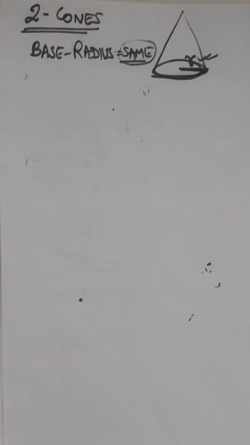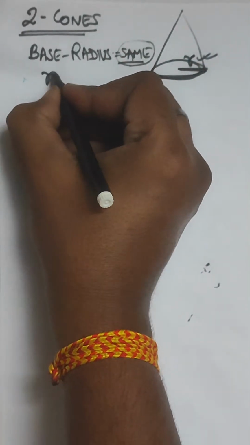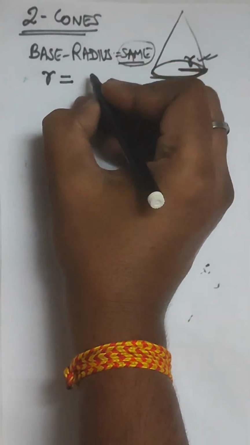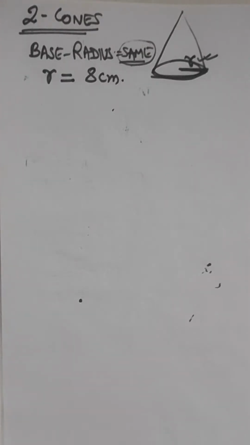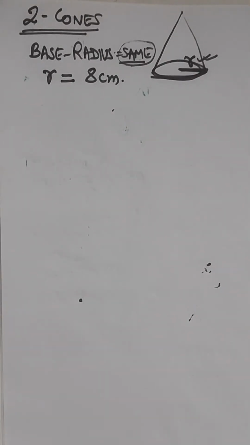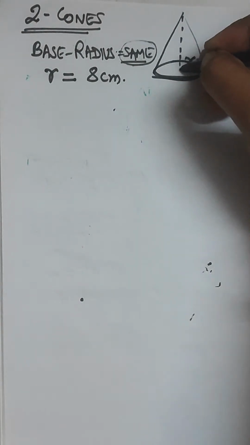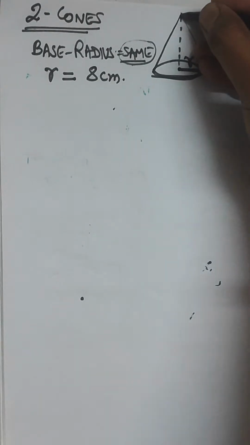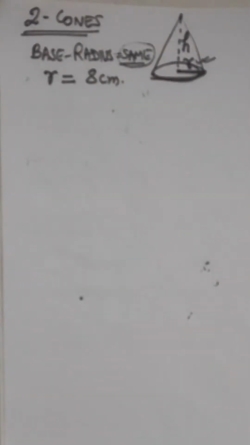Now, what is another data? The same base radius, the value of this base radius, let's say r, is given to you and that is equal to 8 centimeter. Now another data is given, the height of the cone is given as 15 centimeter. What is the height? Height is from the center of the base till the apex. So this will give you the height h.